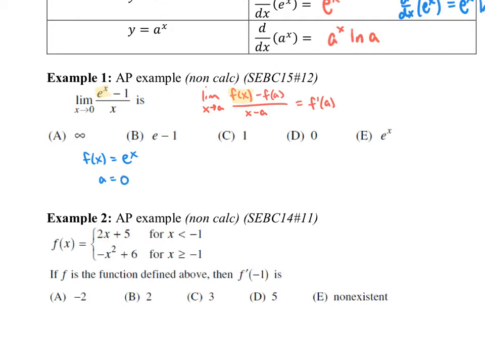So with all that information being said, we want to calculate f prime of a. So we have f prime, which is of course just e to the x, and then we would evaluate this at f prime of a, which is f prime of 0, and that gives us simply just 1.